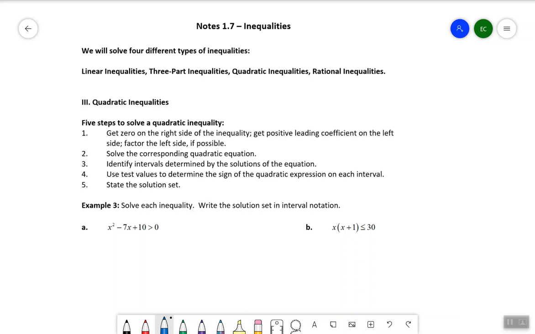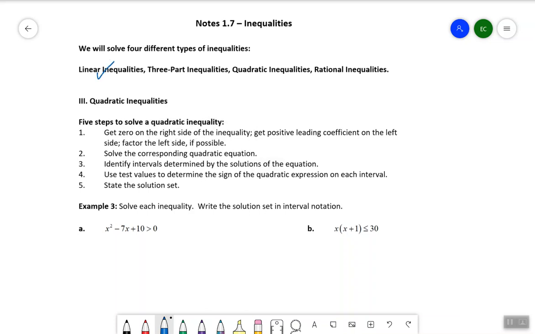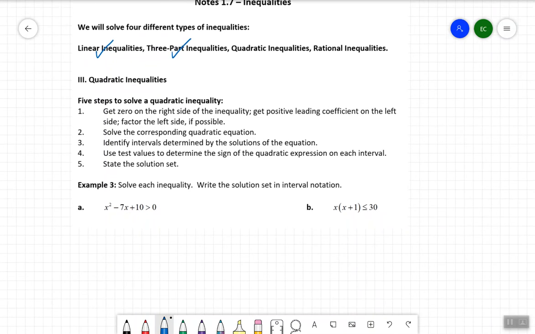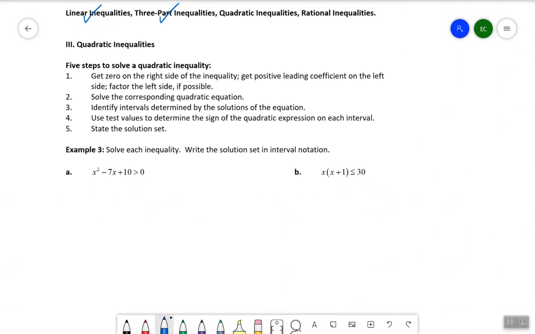We're in section 1.7. We're talking about solving inequalities. We already looked at a linear inequality and a three-part inequality, and now we're going to talk about quadratic inequalities. You can see a couple of examples here.